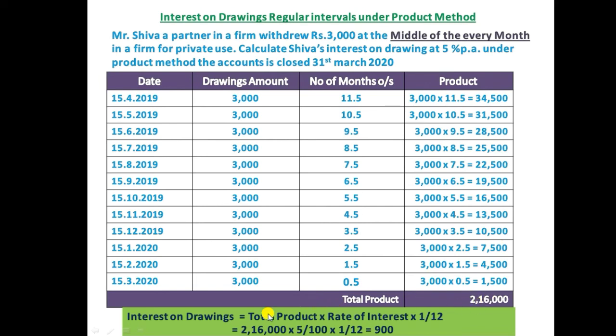Now we need to calculate interest on drawings. So interest on drawings equals total product into rate of interest into 1 by 12 as usual. So 2,16,000 is the total product, and the rate of interest according to the question is 5%. So 5 divided by 100 into 1 by 12. We will get 900 as the interest on drawings.